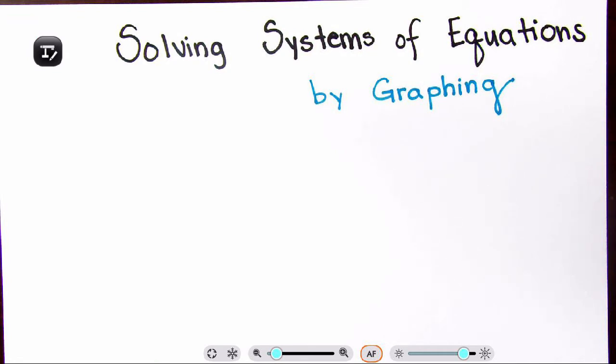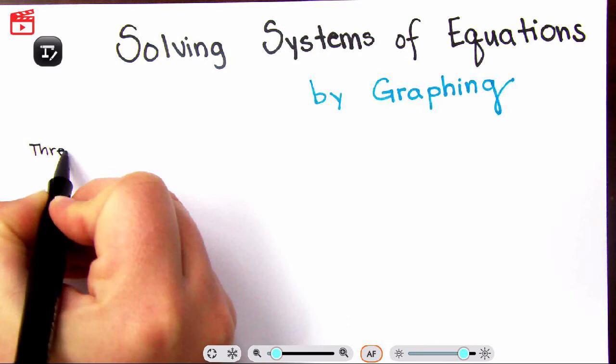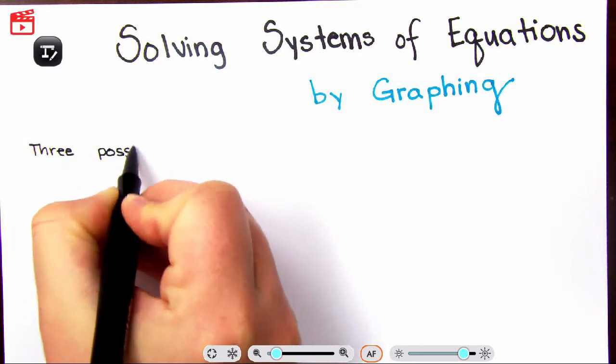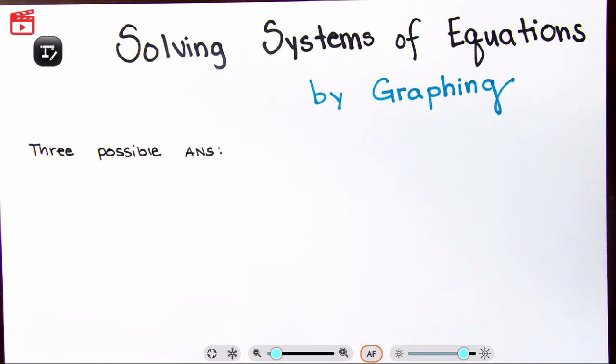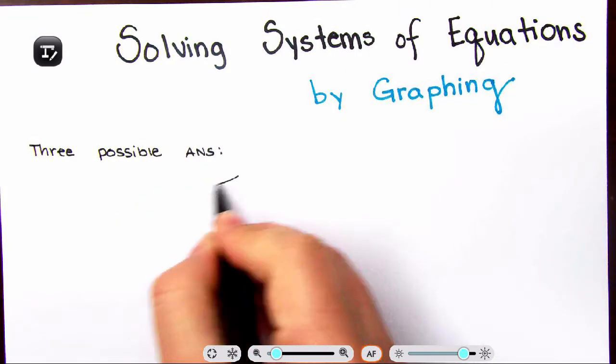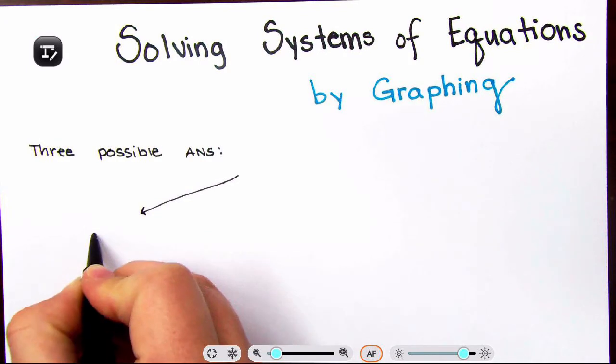Now, for all systems of equations, what is a system of equations? A system of equations is two equations that you're going to be solving for a solution for both. One solution works for both equations. Now, there are three types of possible answers. Let's go ahead and write them out. So there are three possible answers. The first possible answer we can get is one solution.